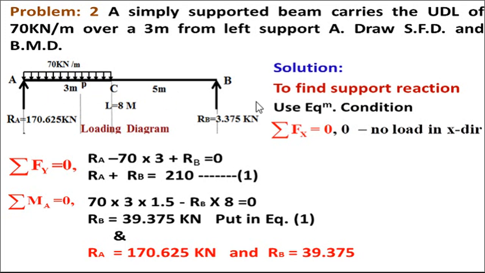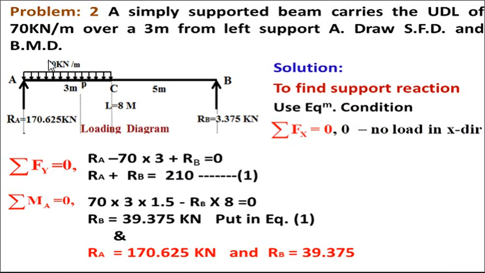First of all you have to find the support reactions, RA and RB. Here Fx equal to 0 means there is no load in the x direction. Now Fy equal to 0: upward positive, downward negative. RA is upward, RB is upward, so both will be positive, and the load will be negative.